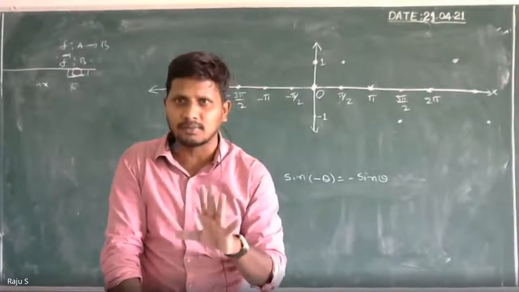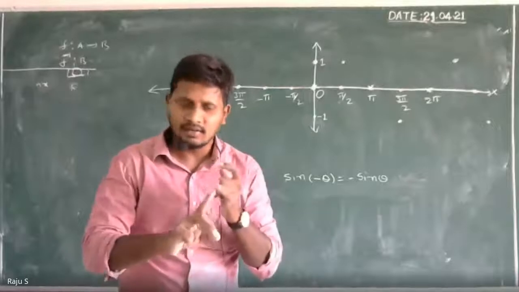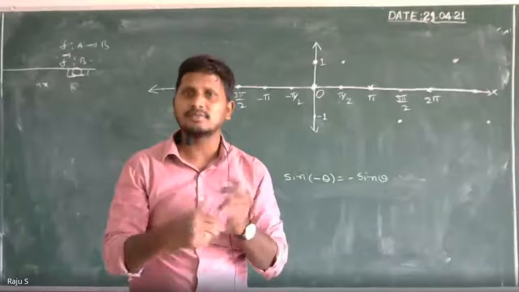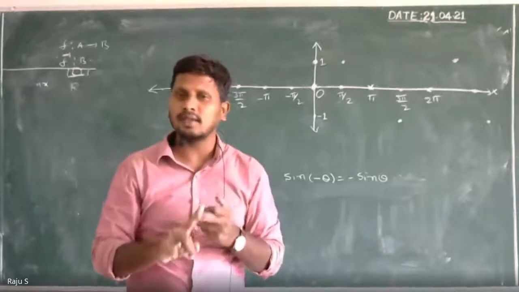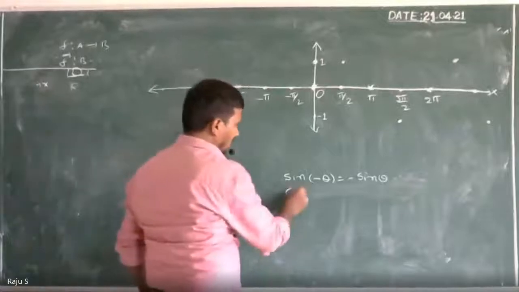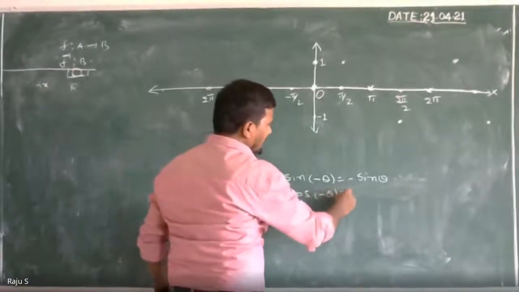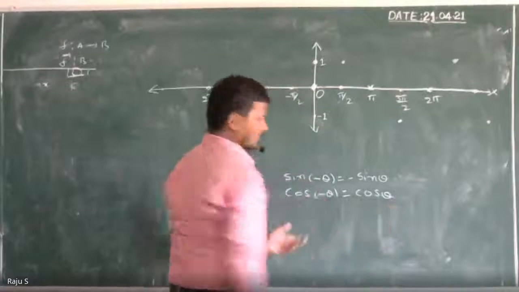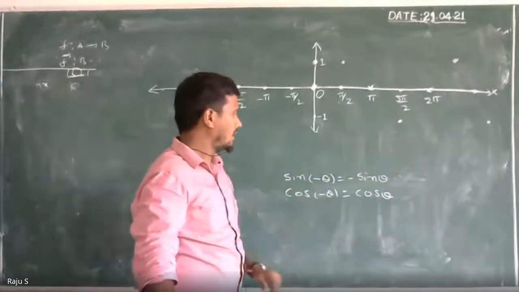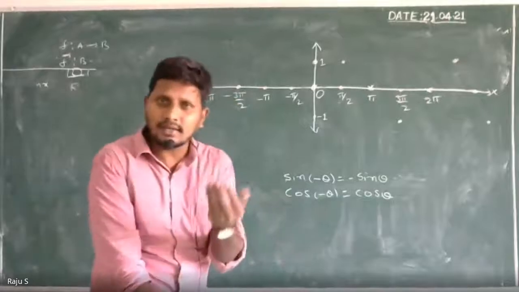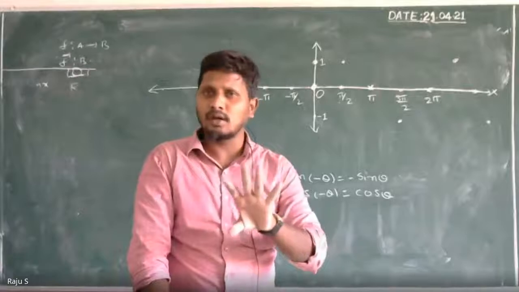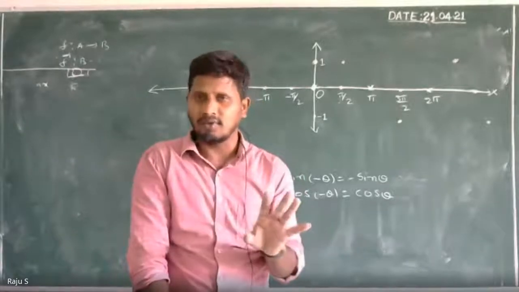That you should remember. So what are the even ones? Cos and 1 by cos, secant. Cos and secant are the only two even functions. If we write cos of minus theta, we can write plus cos theta because cos is an even function. But the remaining four trigonometric functions, other than cos and secant, are odd functions.